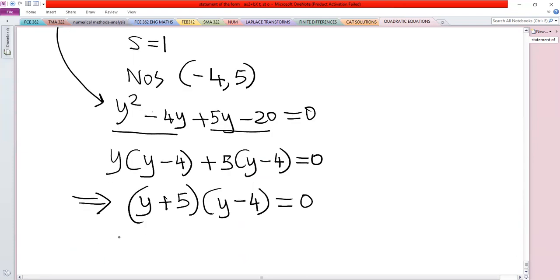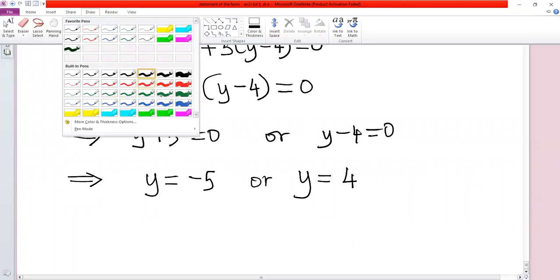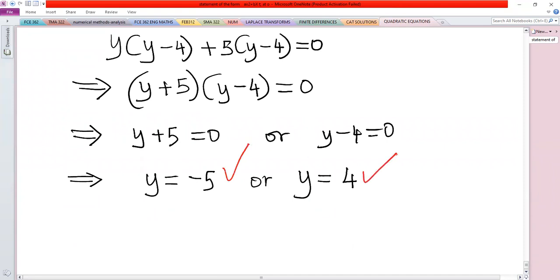So using the zero product property for real numbers, this implies y plus 5 equals 0, or y minus 4 equals 0. That is the last step, which gives the solution y equals minus 5, or y equals positive 4. So therefore, this is the answer to that given problem. You have to be careful on how to apply the zero product property for real numbers.